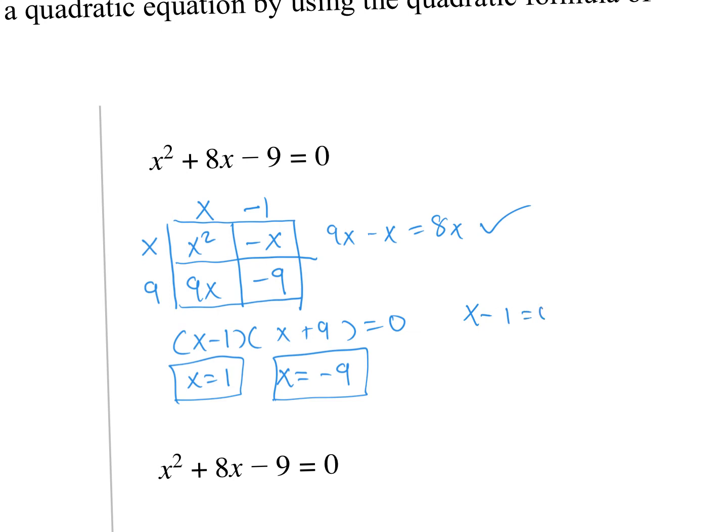x minus 1 equals 0. Add 1 to both sides. x equals 1. x plus 9 equals 0. Subtract 9 from both sides. x equals negative 9. So this is how you can show ample work by just factoring.